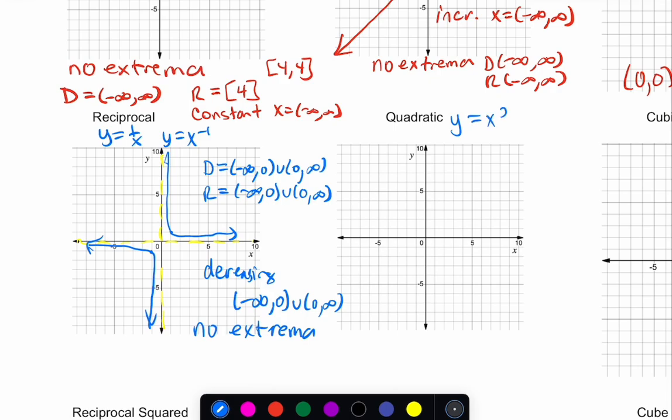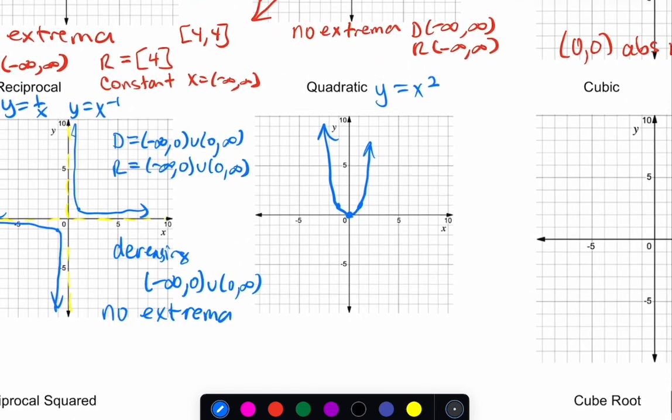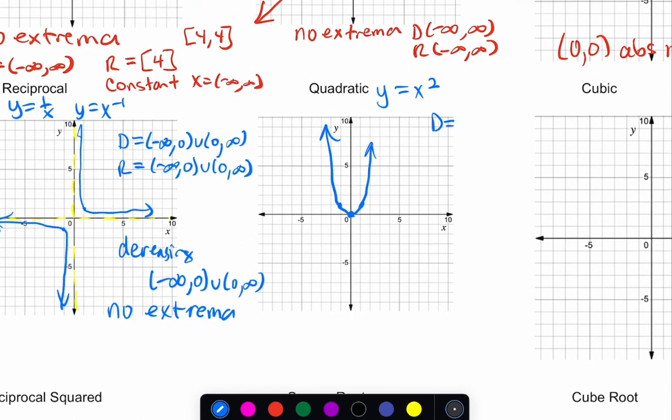Let's go with our quadratic next. Y equals x squared. Remember what it looks like. 1 squared is 1, but negative 1 squared is also 1. 2 squared is 4. 3 squared is 9. So if you wanted to be more accurate, you could plug in those points. The domain is all real numbers. Everything can be plugged into this. Nothing messes it up.